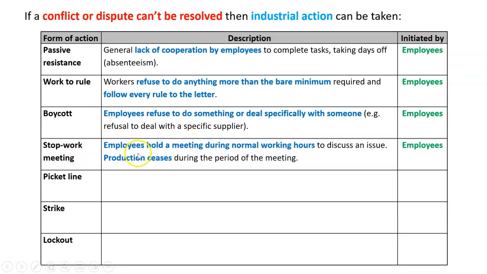A stop work meeting. The employees hold a meeting during normal work hours, not a strike, it's just to discuss an issue, but production ceases during that period. And that's also initiated by employees.